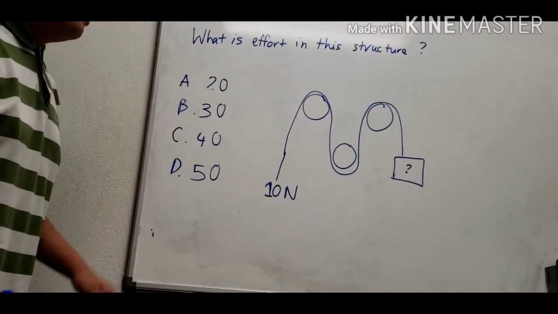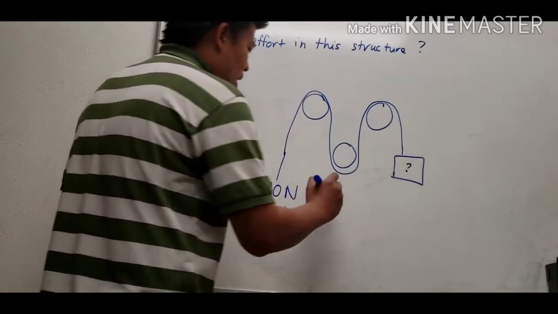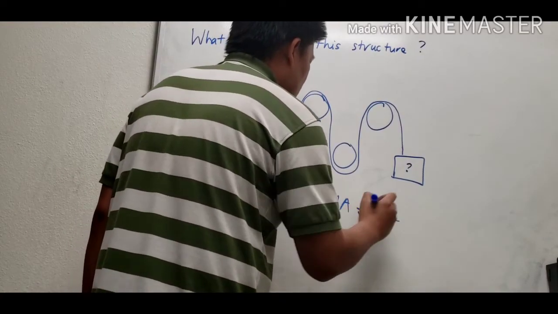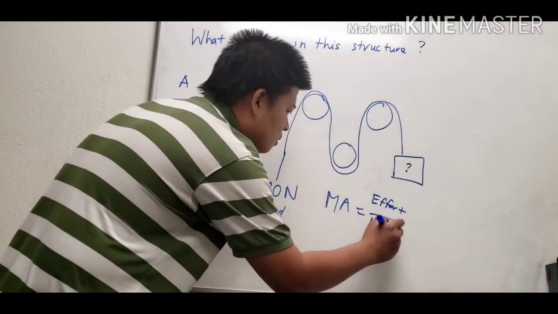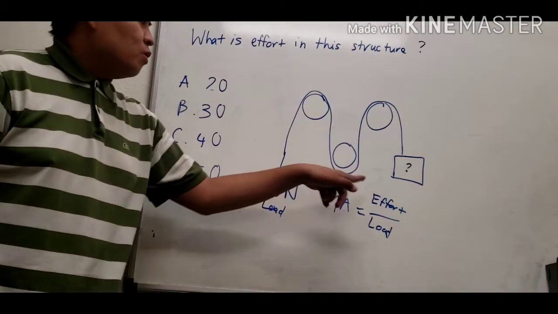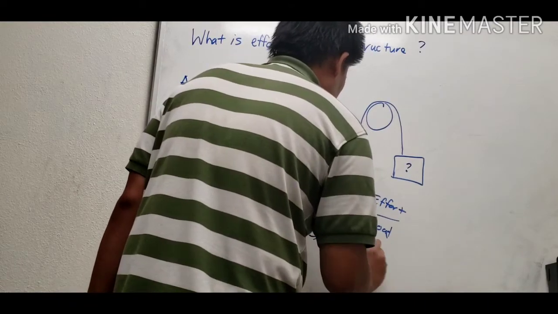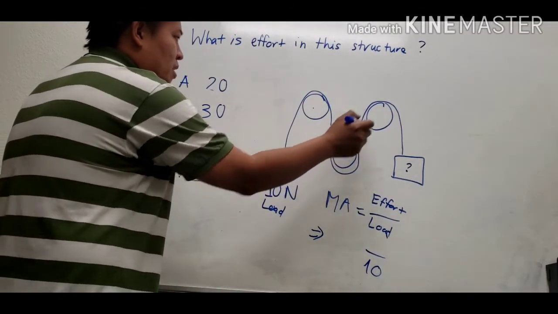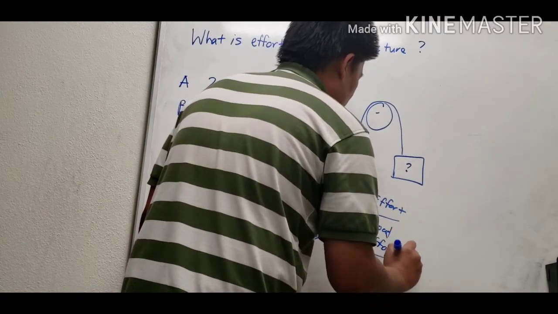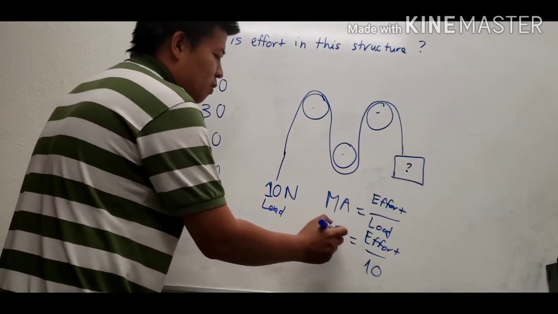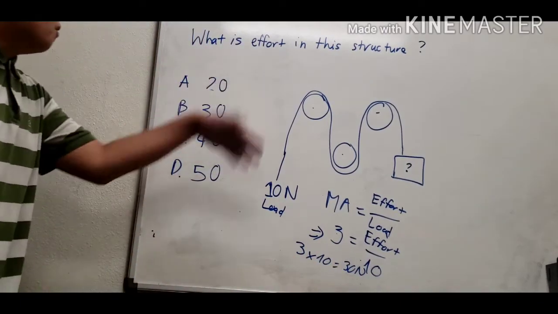What's the effort in this structure? We have a load in here of 10 Newton. What do we have for the formula? The formula is MA equal to effort divided by load. In here, we have the load as 10, and we have 3 pulleys, so MA should be 3. To calculate the effort, we multiply 3 with 10. It is about 13 Newton. So the answer for this question is B.